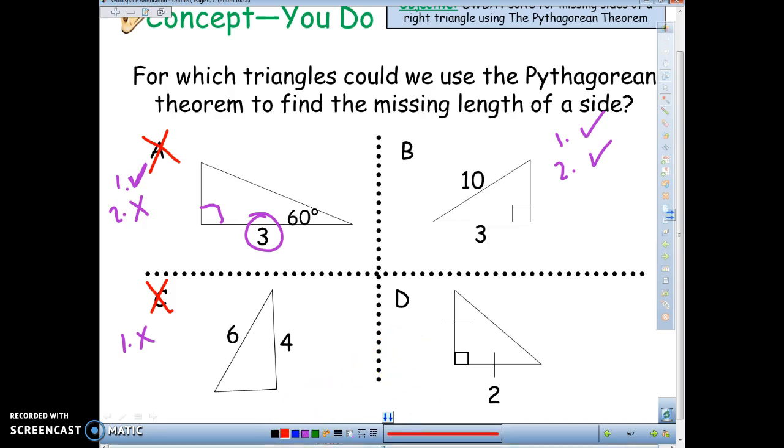Okay, on problem D, here I am told it's a right triangle, so I'm good. And situation two, I am told that this side length is 2. I'm also told, though, that I have this side and this side that are congruent, and that's what that little line means there. So if this side is 2, that means this side is 2. Therefore, I have information about two side lengths, so I am good to use the Pythagorean theorem for these two problems.